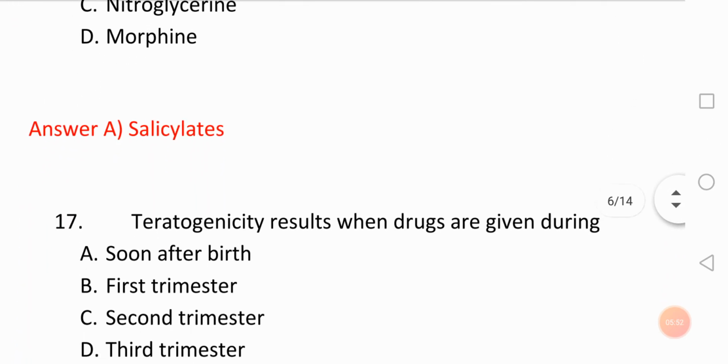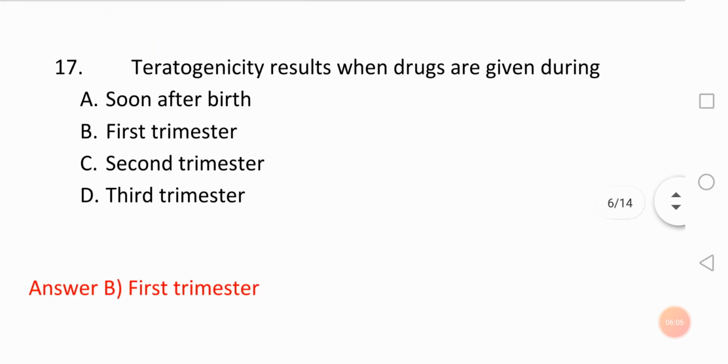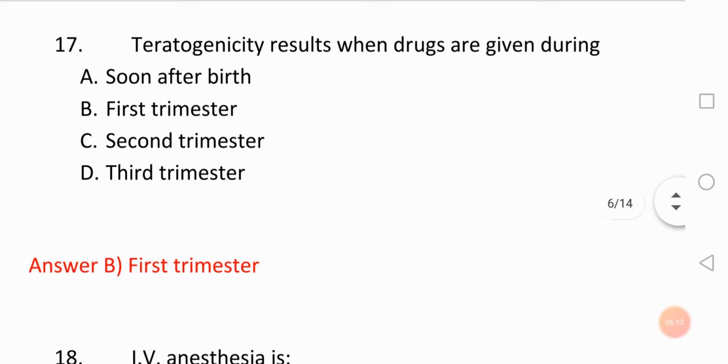Next 17 question, teratogenicity results when drugs are given during: A. Soon after birth, B. First trimester, C. Second trimester, D. Third trimester. And the answer is B part, first trimester. The first trimester is the most vulnerable period for teratogenicity.